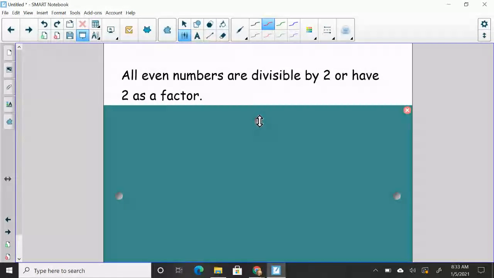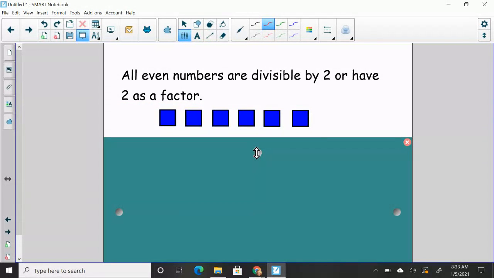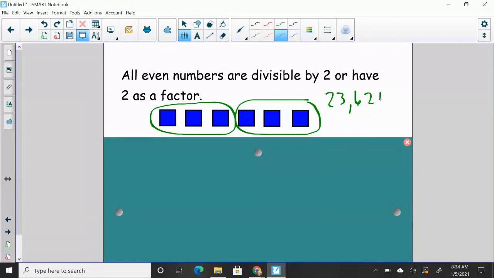Okay. Remember, your factors are your numbers that you multiply to get another number. So if I had 6 cubes here and I divided those 6 cubes by 2, that means I would have 2 equal groups of 3. And you can do that with every even number. Okay. So if your number was 23,624, because this is even, then you know that this number can be divided into 2 equal groups.